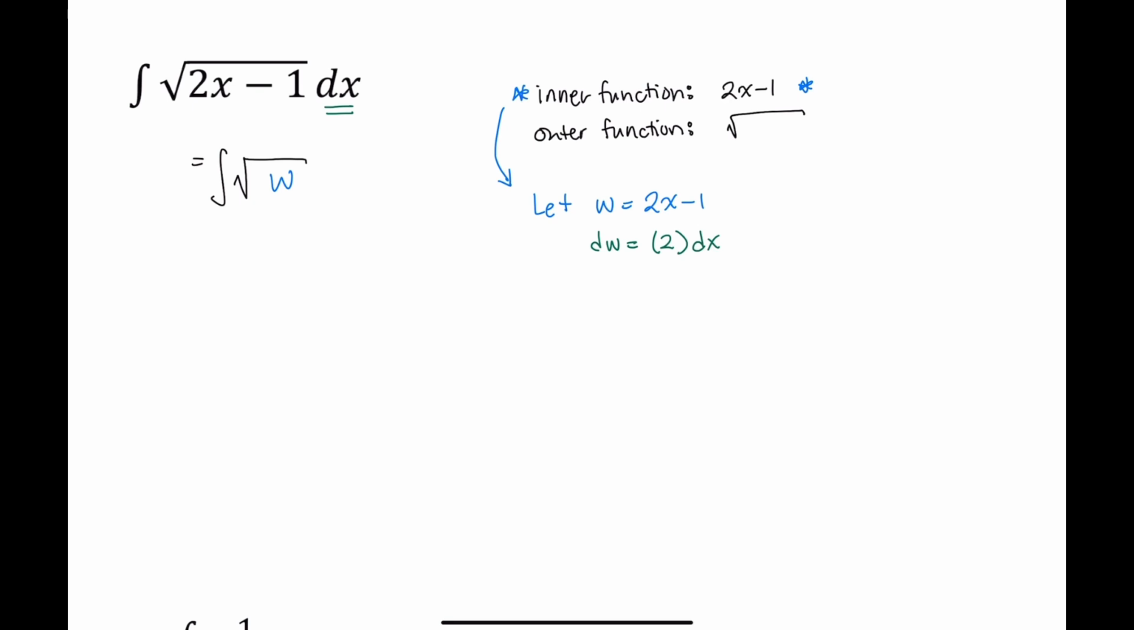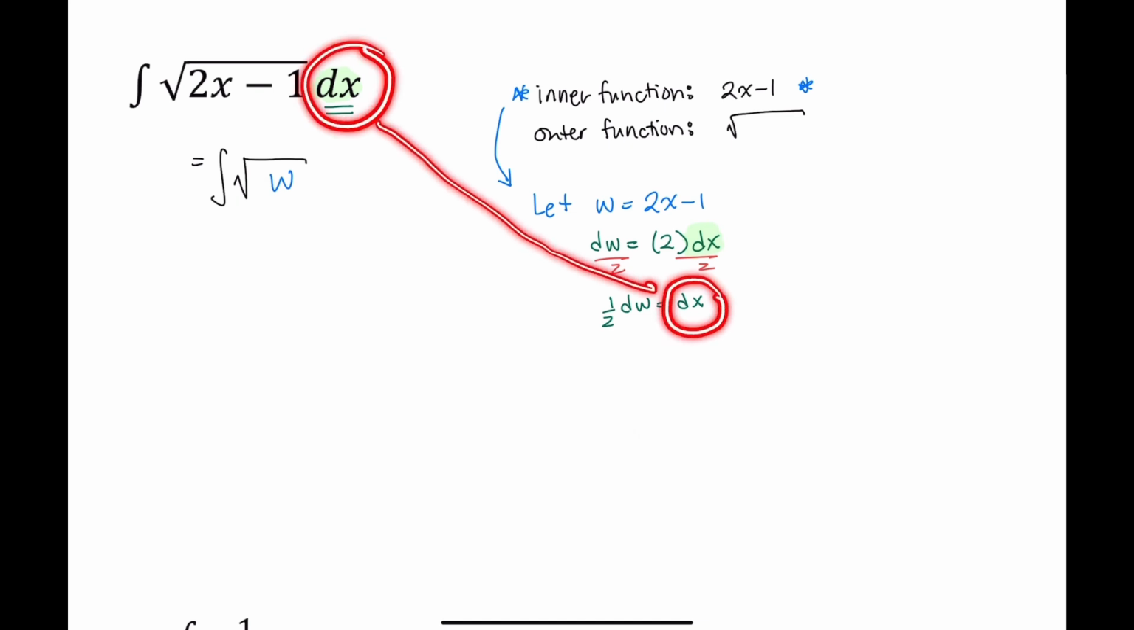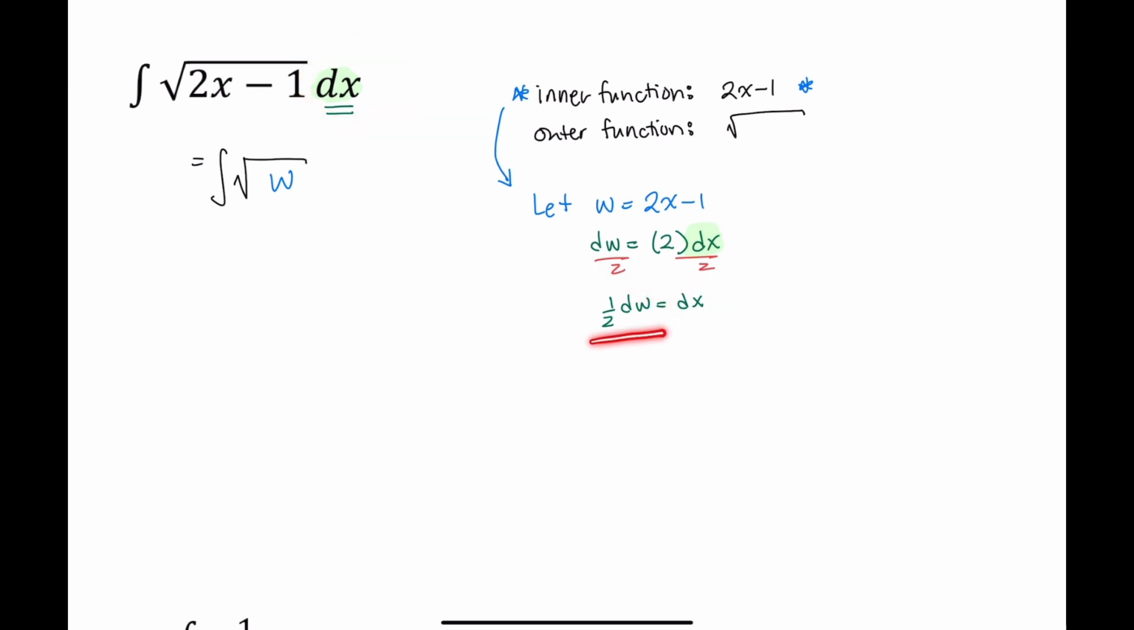We don't. So what I'm going to do is I want to get our dx all by itself here. That's what I want to do, as if this was an algebra course. So I can do that by dividing both sides by 2. And I end up with 1/2 dw equals dx. You can also write this as dw over 2. So look at this. If I want to replace that dx, since dx is equal to 1/2 dw, I can replace this dx with 1/2 dw.